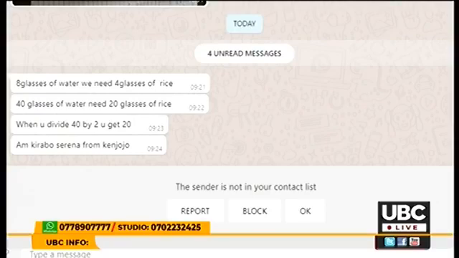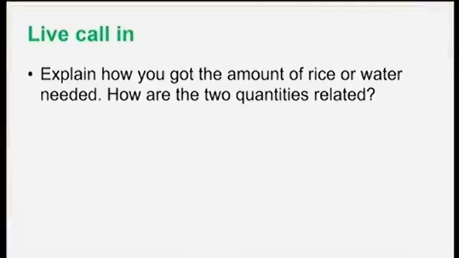There's somebody from Kirabo, Serena from Chenjojo. What is this? 8 glasses of water will need 4 glasses of rice. That is correct. 40 glasses of water will need 20 glasses of rice. That is also correct, and says when you divide 40 by 2, you get 20. Thank you, Kirabo, Serena from Chenjojo. Thank you for the contribution, and your answer is correct. Please send in more answers and show us how you get the answer.